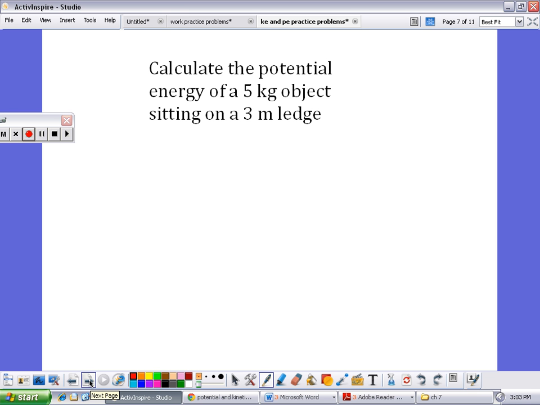Calculate the potential energy of a 5-kilogram object sitting on a 3-meter ledge. Pause the video, complete your problem.